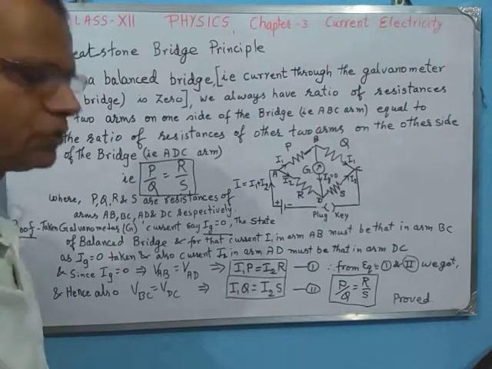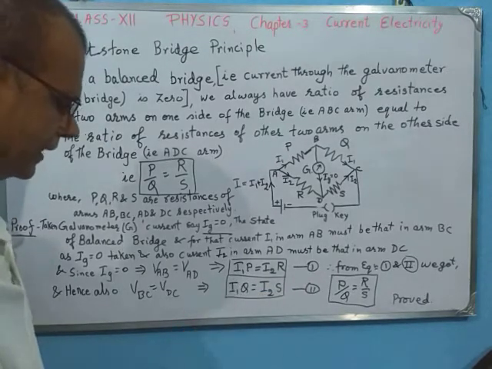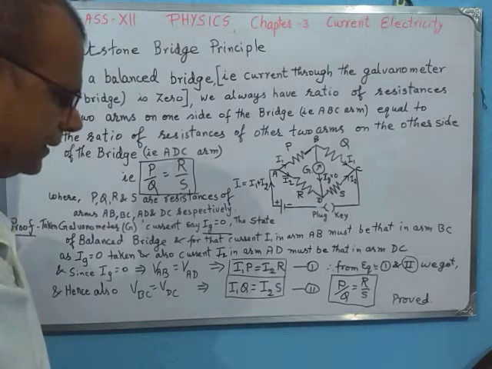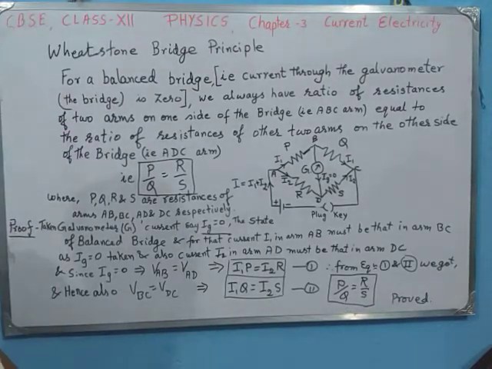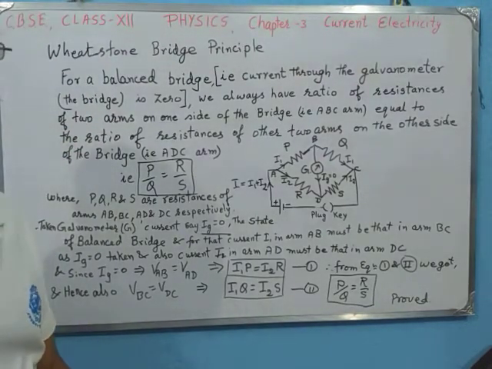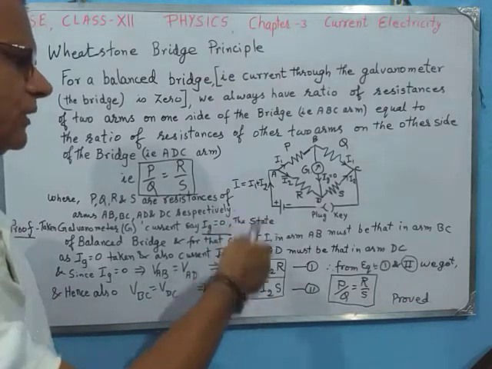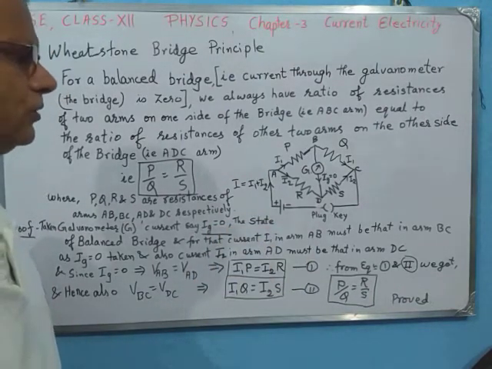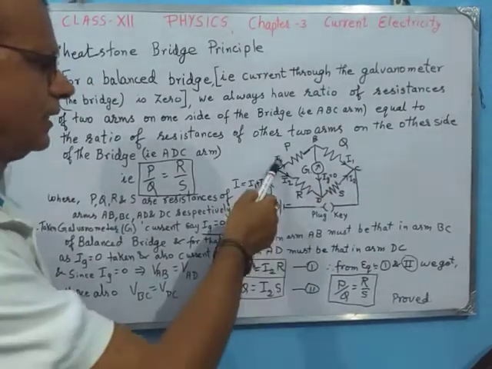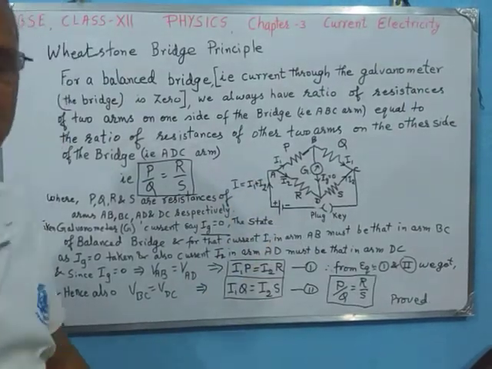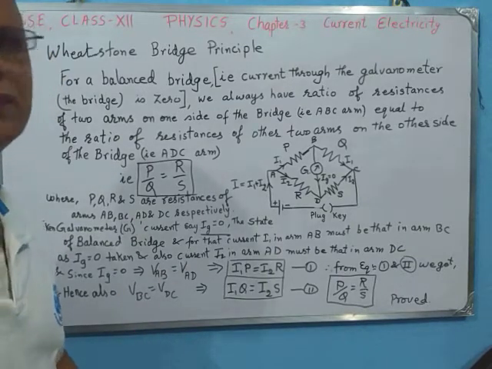Using these two relations, if you divide equation 1 by equation 2, I1 and I1 cancel each other, I2 and I2 cancel each other, so we are left with P by Q is equal to R by S. This is what we had to prove, and it is called the Wheatstone Bridge principle. It is very useful. Wherever the bridge is balanced, we can use this relation to find the unknown resistance. Usually we use it to find the unknown resistance, say Q, while the other resistances are known or can be determined. So this is the famous Wheatstone Bridge principle we have just proved.